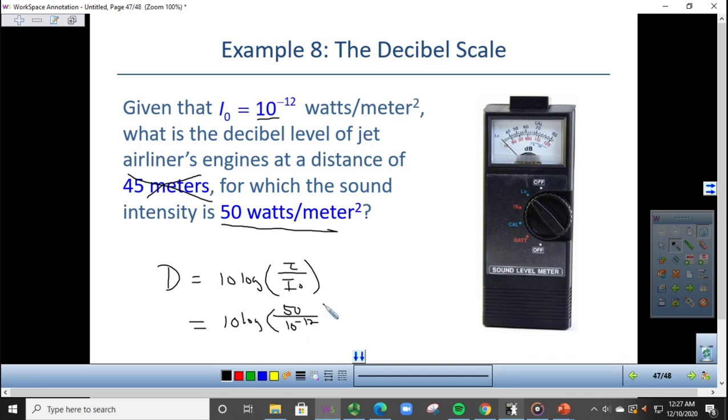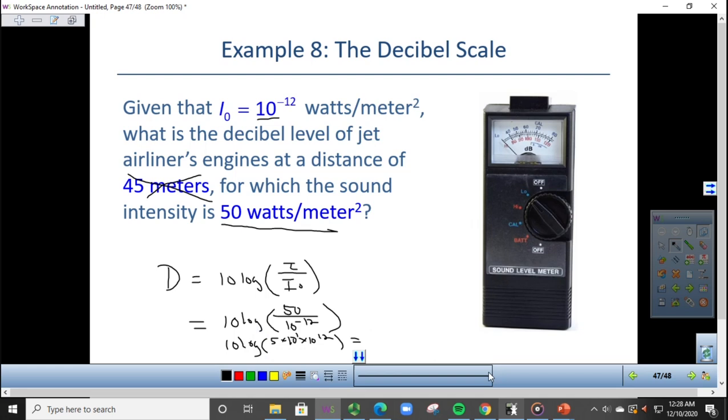If you think about this, you can plug this straight into your calculator, but you can also play around with this a little bit. This is really 10 log of 5 times 10 times 10 to the positive 12, because I can just move that up. I'm just getting silly with this, but you can see, right?